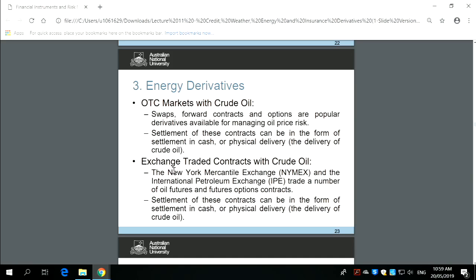Then we also have some exchange-traded derivative contracts, for example, futures and futures options. And one of the biggest exchanges is the New York Mercantile Exchange. So that's where the futures options get traded. Remember, as I mentioned, the futures option is a very liquid instrument. It's way more liquid than the spot option. And 99% of the settlement is cash settlement.